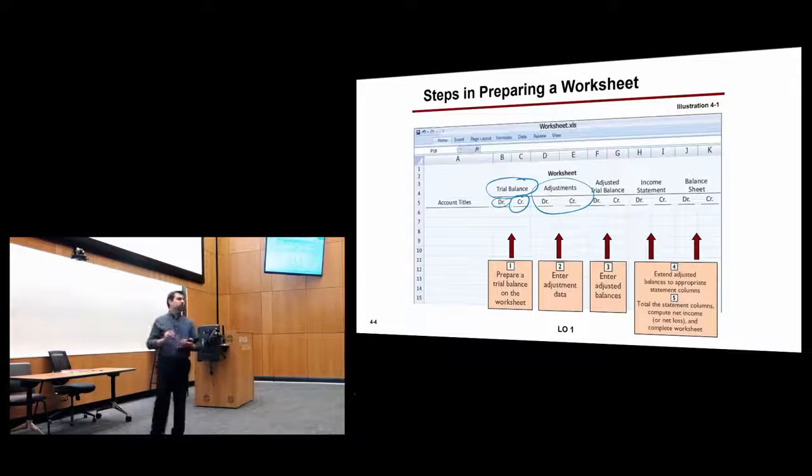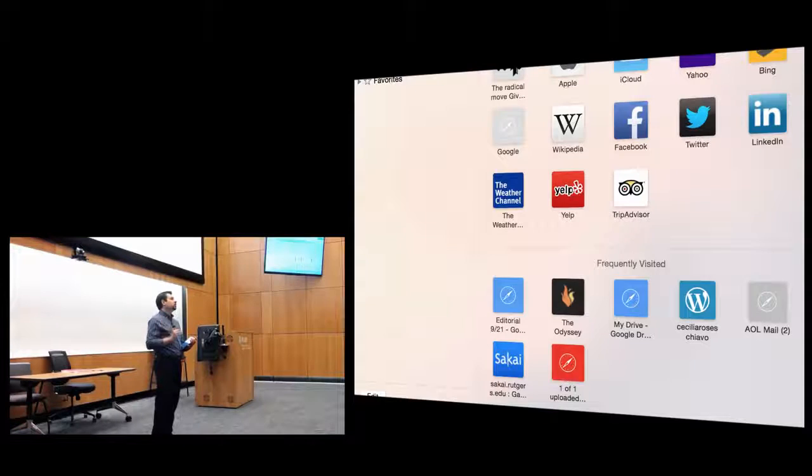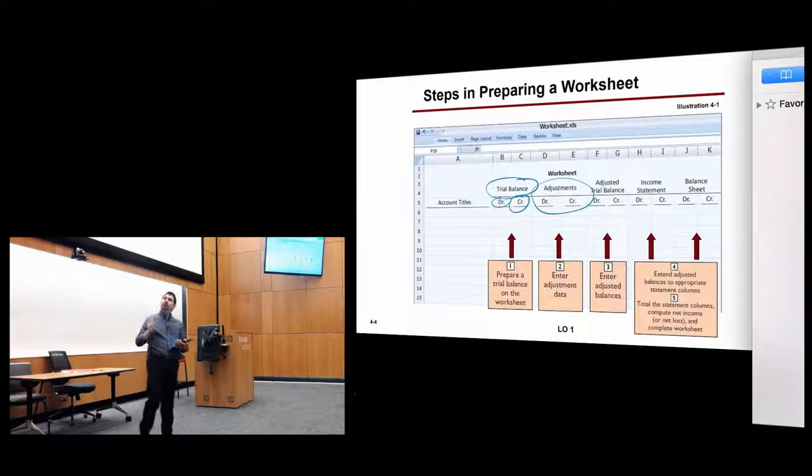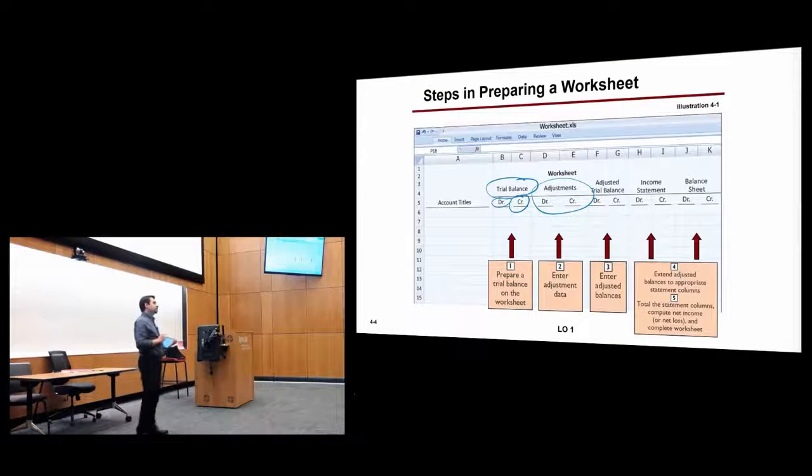Once we have the adjusted trial balances, so we have all the balances for all the accounts, we simply move them to the financial statement columns. As you can see, we have the income statement columns. This is where we will have what? Revenues and expenses. And then we have the balance sheet.